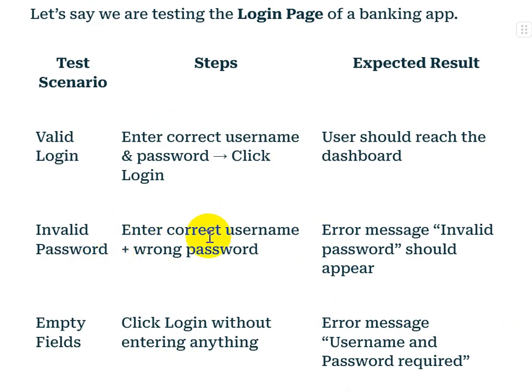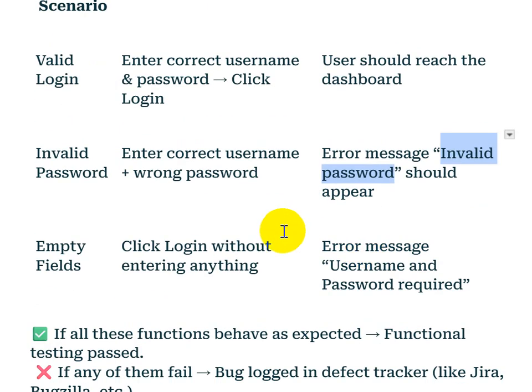Another one is an invalid password. A user enters the correct username but the wrong password. At that time the system should show an error message like invalid password. So this is the expected result, and we can check it against the system. The third scenario is an empty field. We can just hit the login button without entering any username or password. Then the system should show a message like username and password are required.